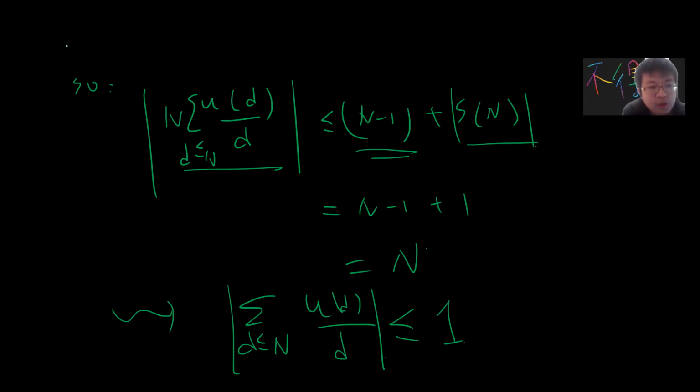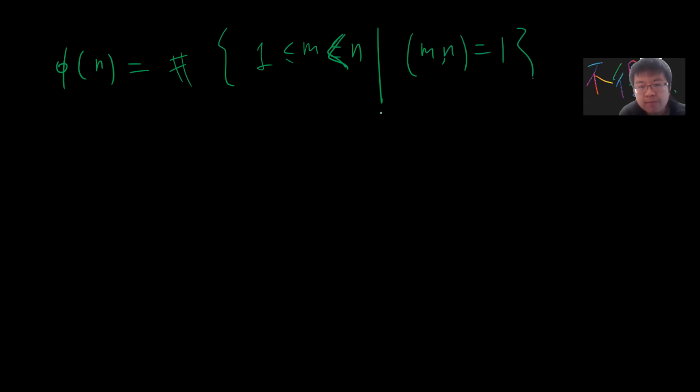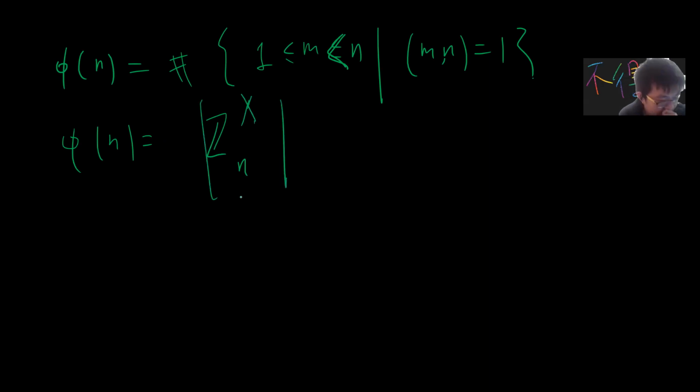Remember that our Euler phi function phi of n is already defined. It is the set of all integers m, 1 ≤ m ≤ n, where GCD of m and n is 1. You just count how many of them. Another definition is that you take the cyclic group Z_n, find its multiplicative inverses, and take the number of them.